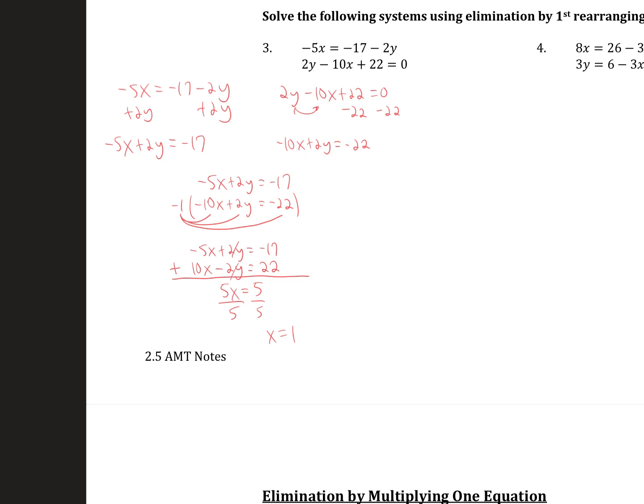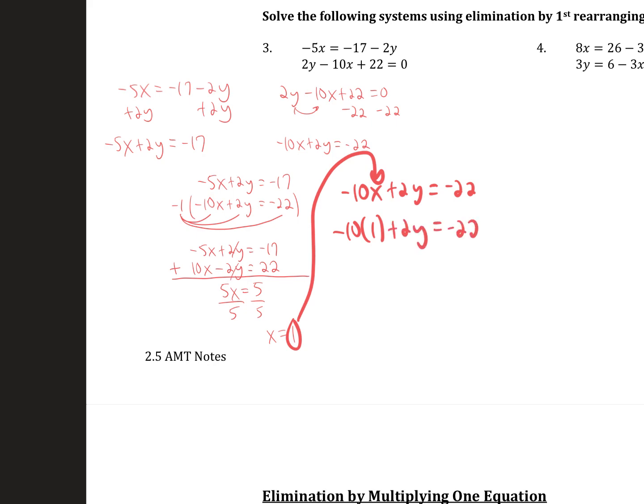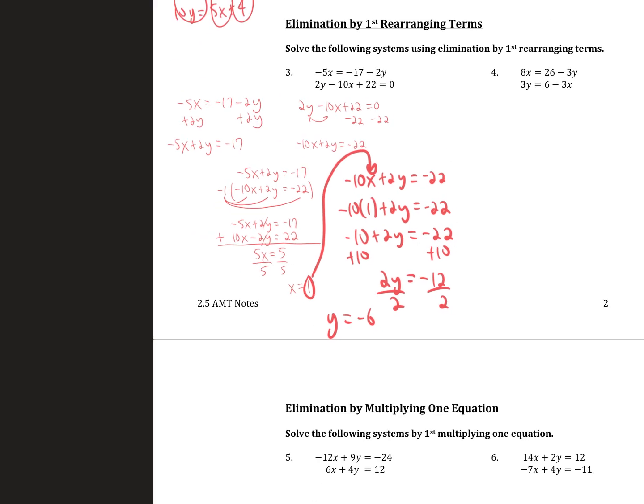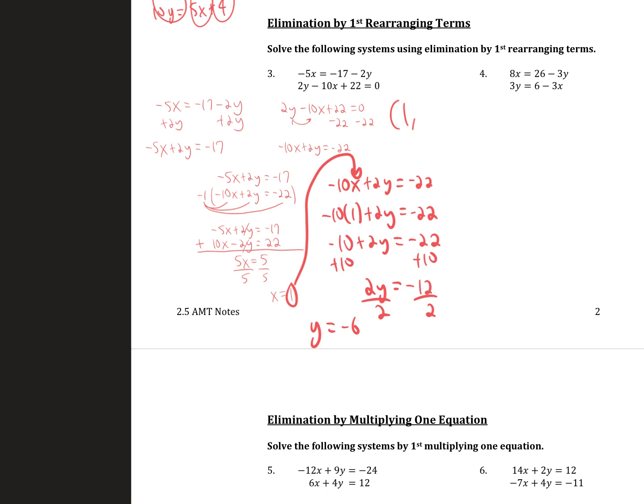So I think I'm going to plug into this one over here. So I'm going to do -10x plus 2y equals -22. I'll plug in this 1 in for x. -10 times 1 plus 2y equals -22. So what's that? -10 plus 2y equals -22. Add 10. 2y equals what? -12. Divide by 2. Y equals -6. So our answer for this one is going to be 1, -6.